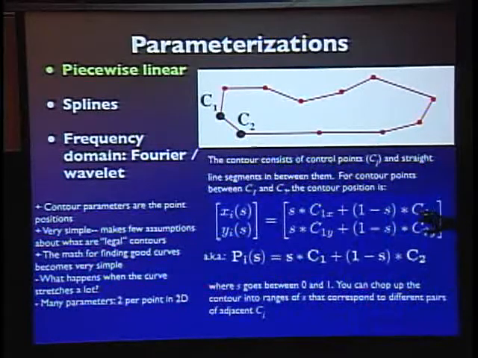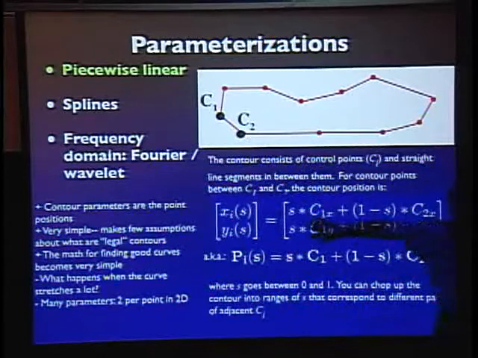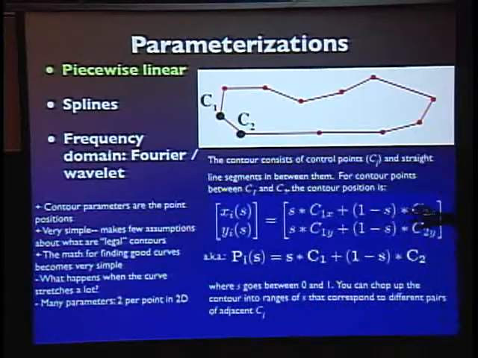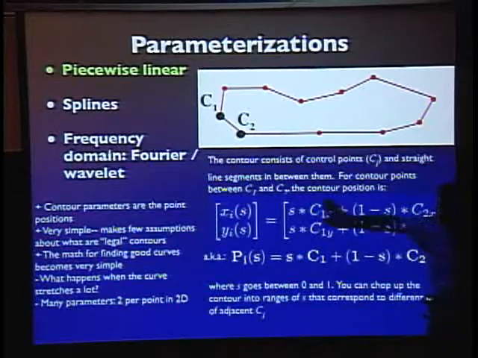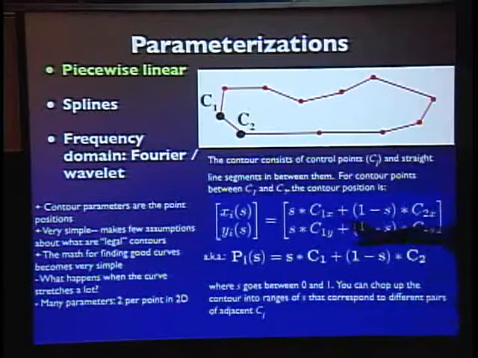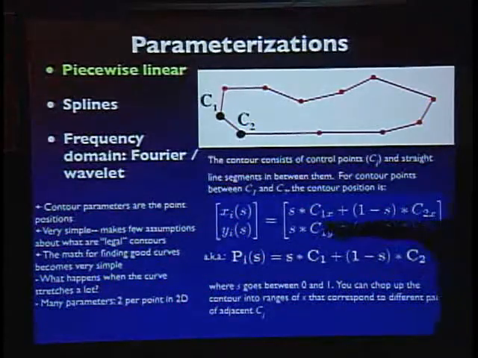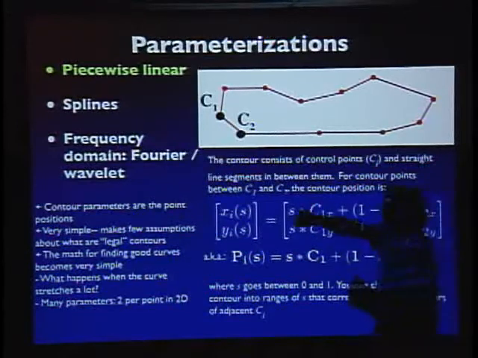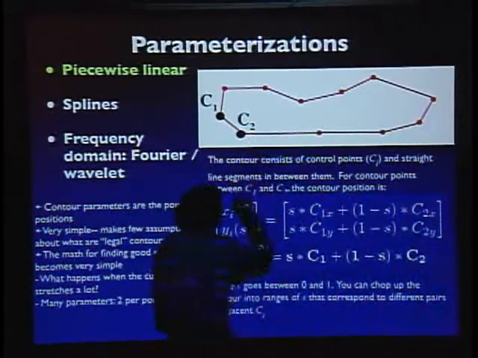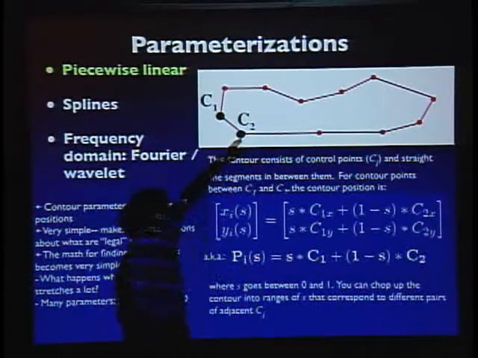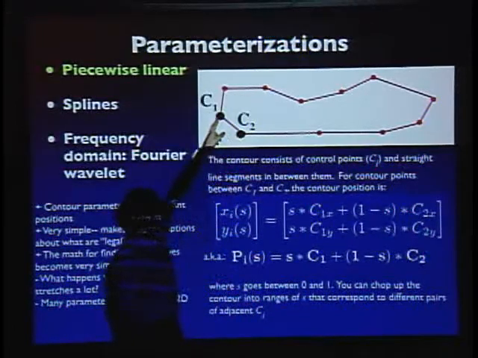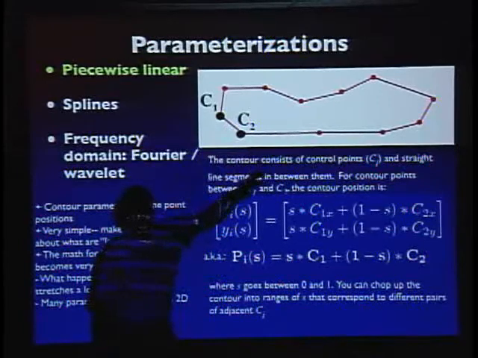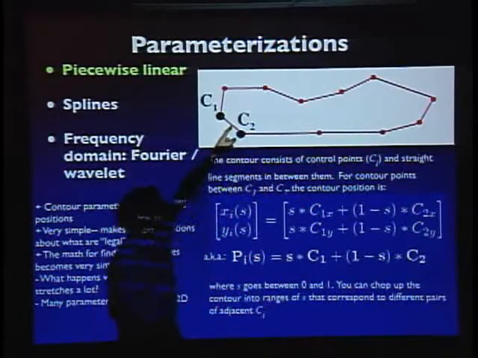And what you should be able to do is look at these two equations and determine that when S equals 0, the C1 drops out. Let's flip what I just said. So if S is 0, the C1 goes to 0, and you're at C2. And if S is 1, then this part goes to 0, and you're at C1. Think the opposite of what I said previously. So if S is 0, you're at C2. And if S is 1, you're at C1. And it shouldn't be hard to see that if S equals 0.5, you're halfway in between them.